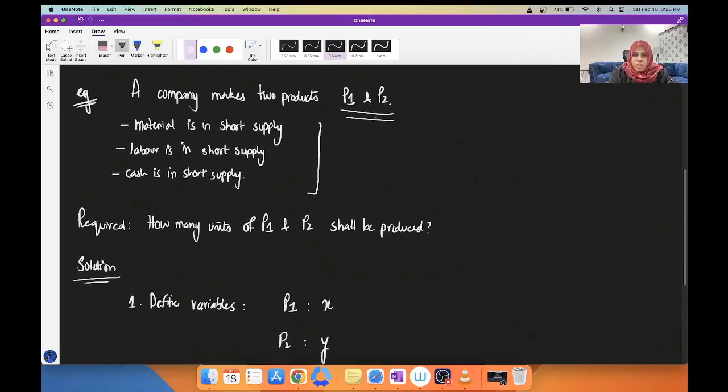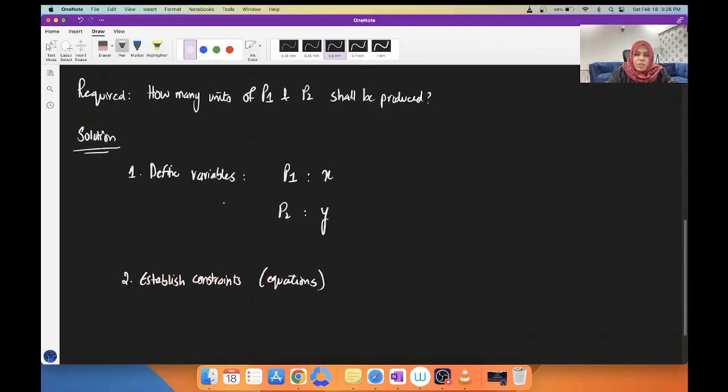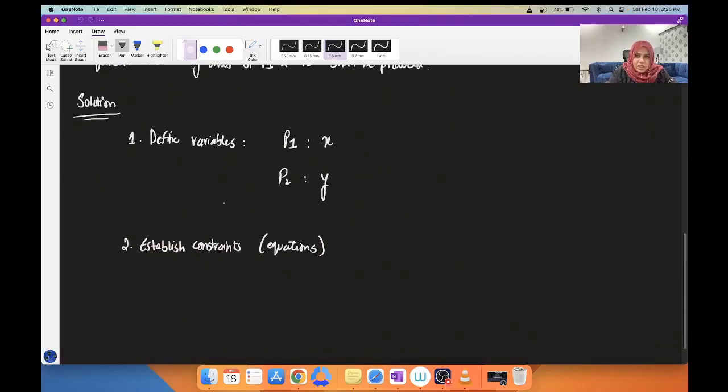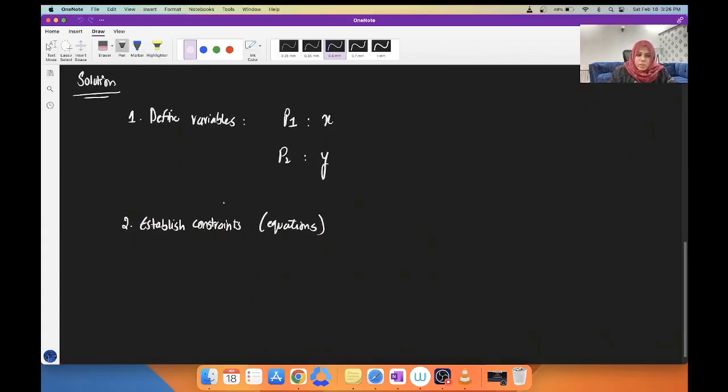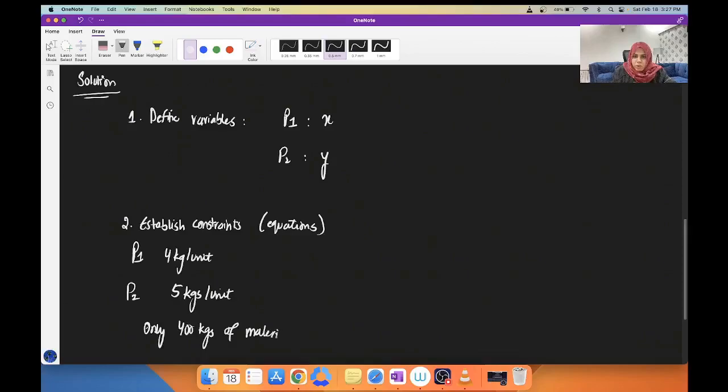So it says a company makes two products, P1 and P2. Material is in short supply, labor is in short supply, cash is in short supply. Now, I have not given the complete details in this example, but moving on, I am telling you that okay, what if P1 is 4 kgs per unit, P2 is, let's say, 5 kgs per unit, and let's assume that only 400 kgs of material is available. Then what?